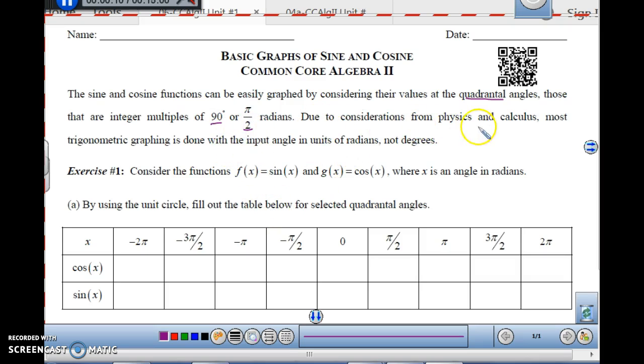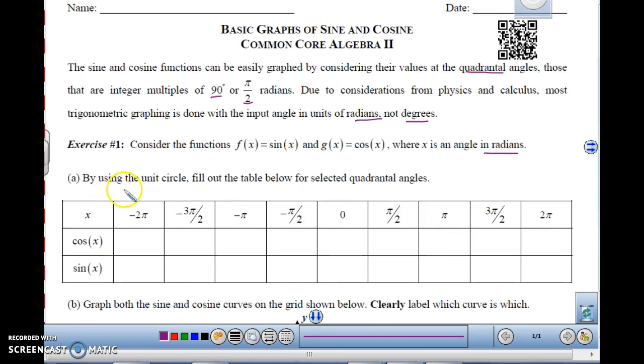Now, due to considerations of physics and calculus, most trigonometric graphing is done with the input angle in units of radians, not degrees. So when you see these, you usually see them as radians. Okay, so we are going to graph f of x equals sine x and g of x equals cosine x, where x is an angle in radians. So use the unit circle, fill out the table of values for select quadrantal angles.